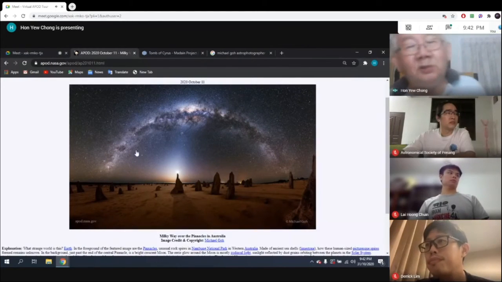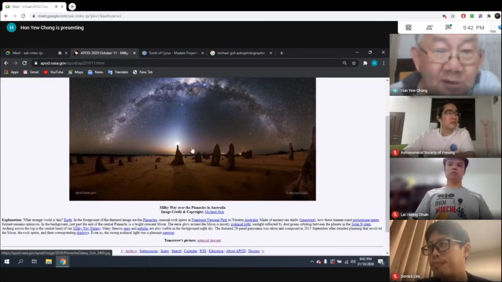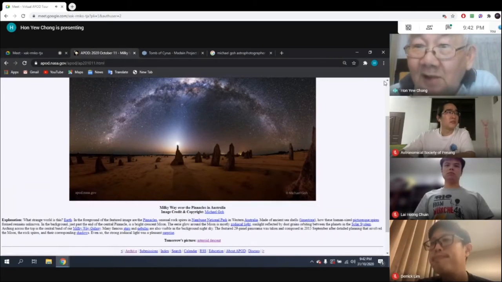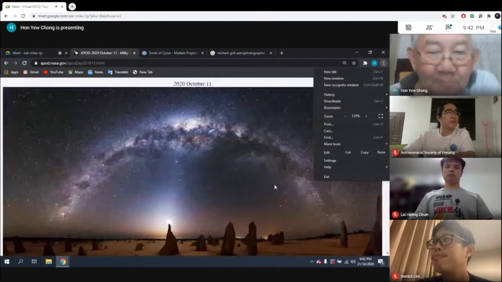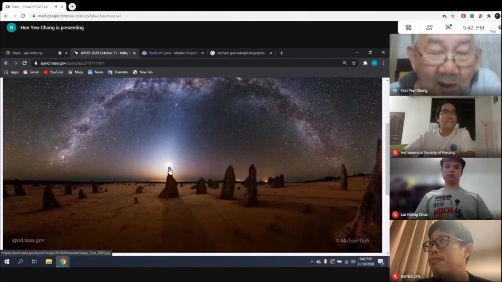And you see the Milky Way, taken by Michael Goh. And then also, it seems here you can see what they call the Zodiacal Light. So what is Zodiacal Light? Okay. Zodiacal Light is this. Now, here, this is the Milky Way. This could be the moon, but this is Zodiacal Light.